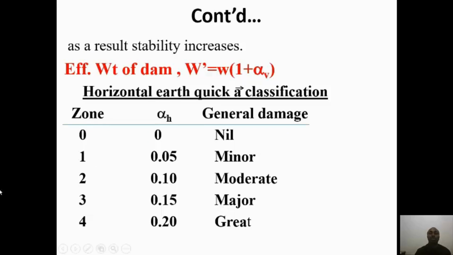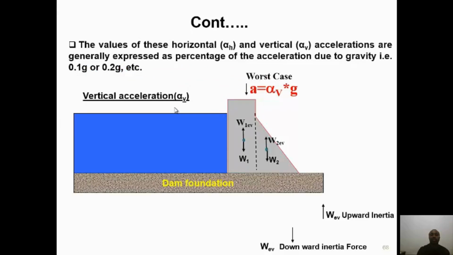So these are the seismic coefficients for horizontal earthquake acceleration classification. You may have zone 0, which is alpha H 0, nil, no general damage. Zone 1 is minor, and it goes up to 4, which is great, a general damage level. The values of alpha H and alpha V are generally expressed as a percentage of acceleration due to gravity. It could be 0.1 g or 0.2 g, etc.